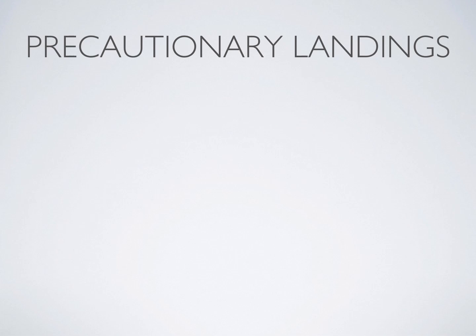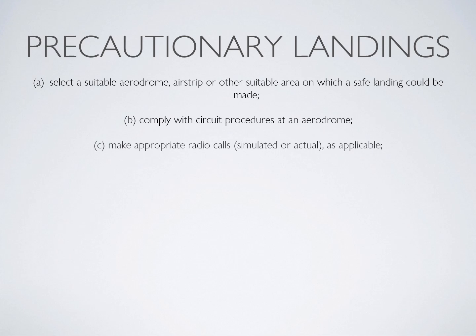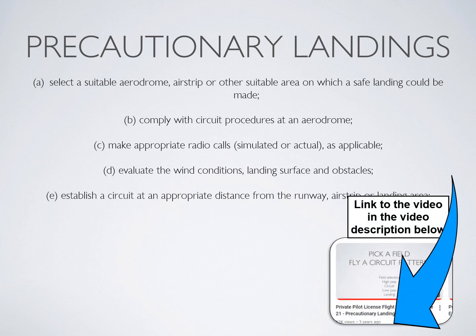Because the precautionary landing is in response to a scenario that's given to you by the examiner, depending on what the scenario is, they're going to assess you on whether you selected a suitable landing site for your airplane. You are going to be expected to comply with circuit procedures if the anticipated landing site is at an actual aerodrome. You're going to be expected to make appropriate radio calls or simulated. If you're doing, say, a pan-pan call, you wouldn't want to do the real thing. You're going to be expected to evaluate the wind conditions, landing surface, and obstacles. I have made an entire video on this, so I'm not going to go through that in this particular video.